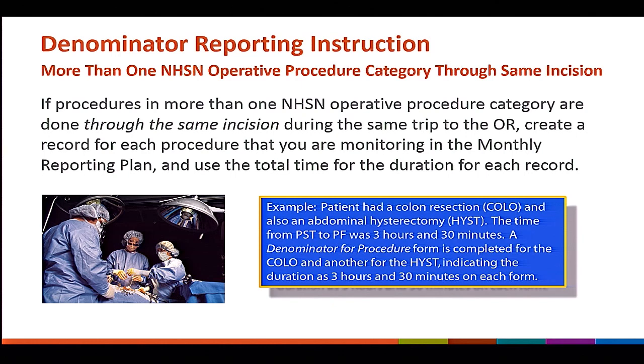So for example, if your patient has a hysterectomy procedure and a colo procedure done at the same time, you would report a separate denominator form for each procedure, and you would use the total time on both forms. So this total time from procedure start time to procedure finish time in the example is 3 hours and 30 minutes. So you would use that duration on the hysterectomy form and on the colo form, and you don't want to split that time.